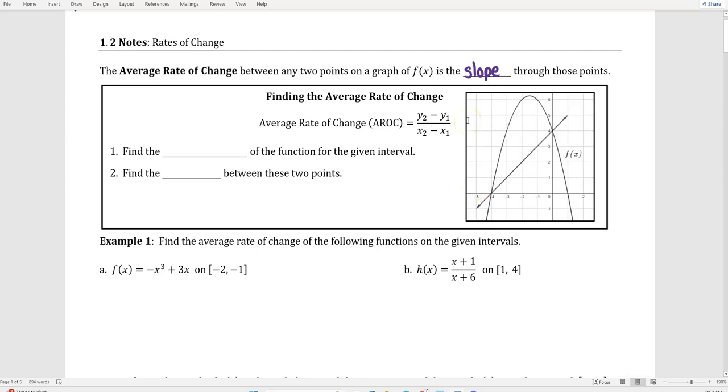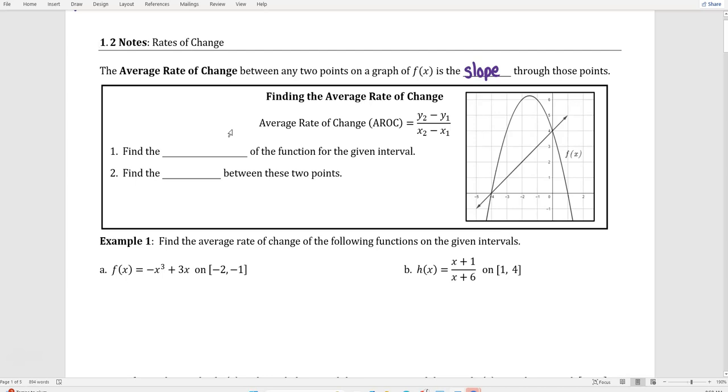Okay, so slope formula is right here for us. It is our average rate of change. You'll notice in parentheses right here that he has AROC. Sometimes I may shorten that to AROC. We really should say average rate of change, like on the AP exam.